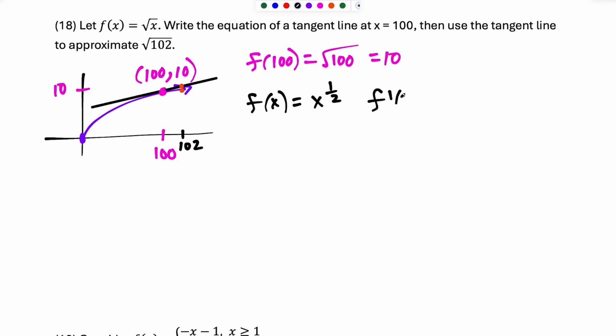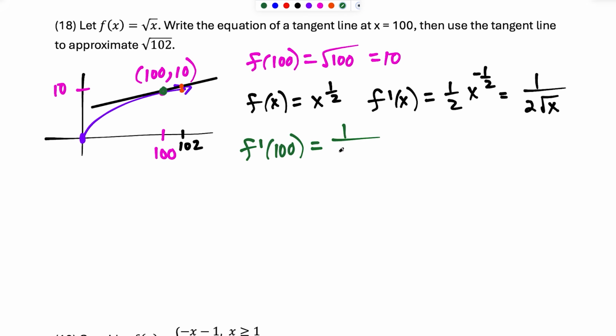So f prime of x is equal to 1/2 times x to the 1/2 minus 1, which is negative 1/2. I could also write this as 1 over 2 square root x. And now from here, I'm going to plug in x equals 100 so we know what the slope of our tangent line is at x equals 100. So f prime of 100 is equal to 1 over 2 times the square root of 100, and that's going to give us 1 over 2 times 10, which is 1 over 20.